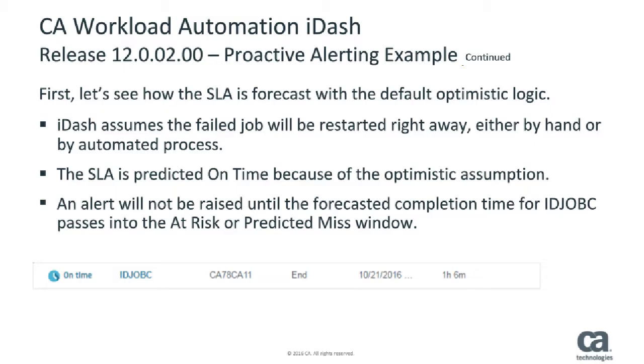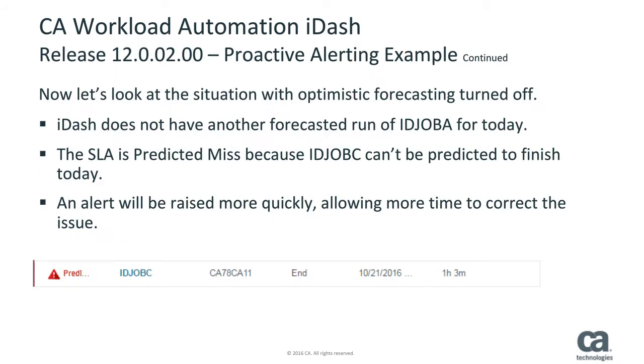An alert will not be raised until the forecasted completion time for ID job C passes into the at-risk or predicted miss window. Now let's look at the same situation with optimistic forecasting turned off. iDash does not have another forecasted run of ID job A for today. The SLA is predicted miss because ID job C can't be predicted to finish today. An alert will be raised more quickly, allowing more time to correct the issue.